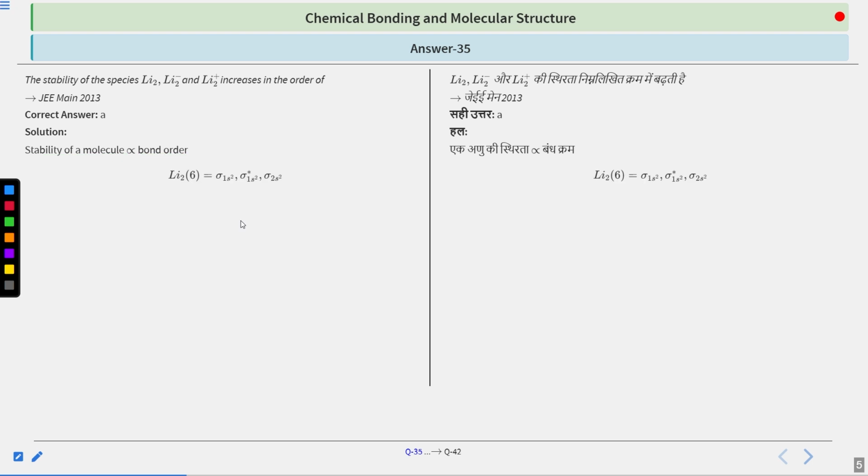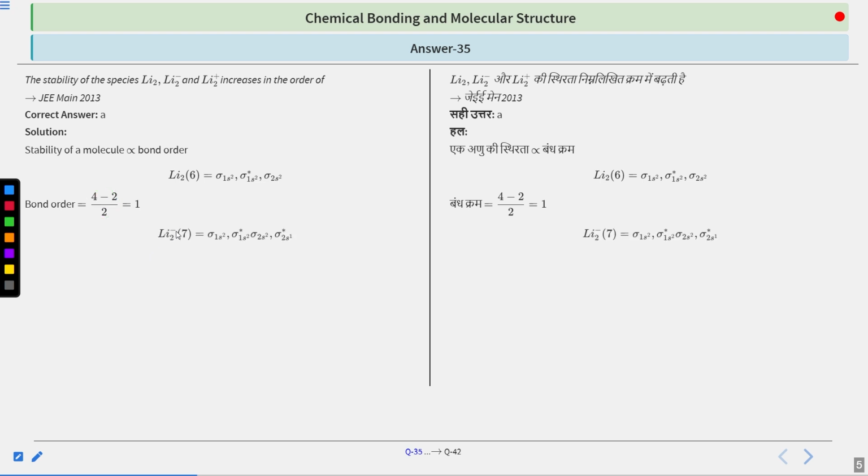If you draw the MOT, the electronic configuration for Li2 will be sigma 1s2, sigma 1s2 star, and then sigma 2s2. What is the total number of electrons in bonding? 2 here and 2 here, that is 4. And the number of electrons in anti-bonding is 2. So number of bonding minus number of anti-bonding divided by 2 will give you 1 as the bond order. Moving on to the next part.